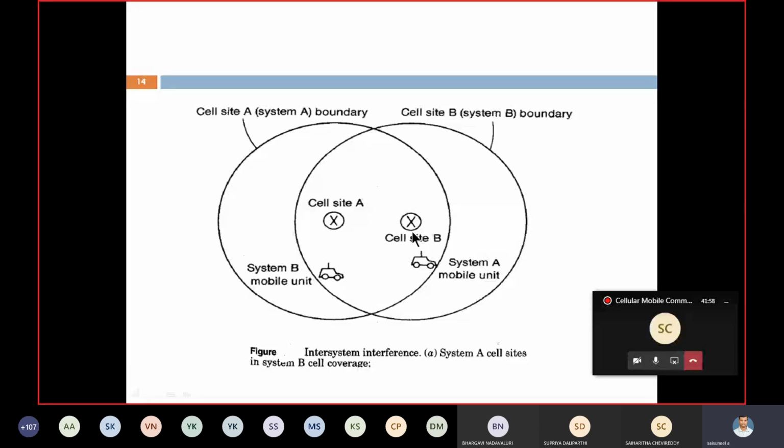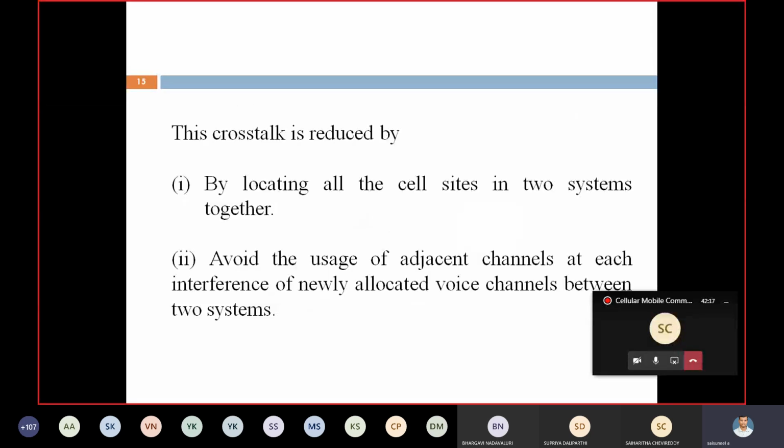But once the call is made, some interference occurs due to the cell site A signals. That is called crosstalk. How can this crosstalk be reduced? What do you mean by crosstalk? Crosstalk is nothing but a background noise generated. That background noise can be considered like vehicle noise.